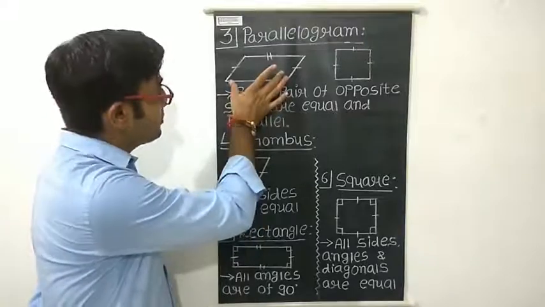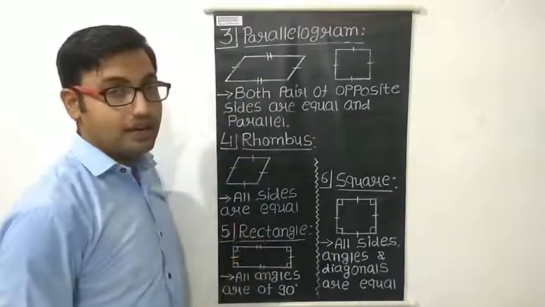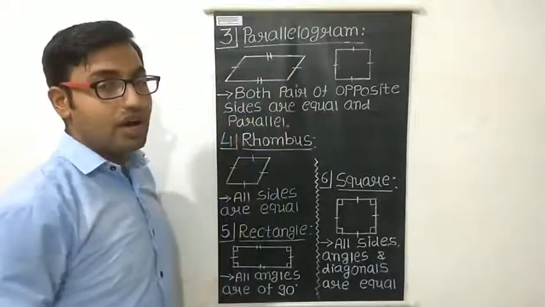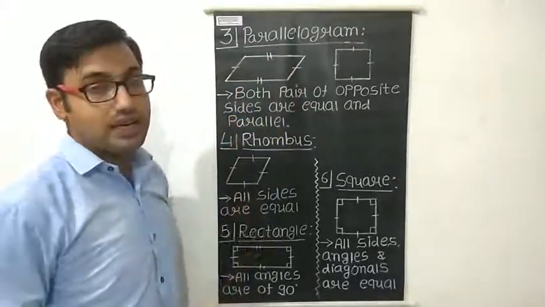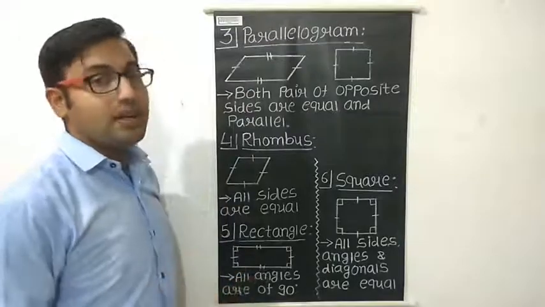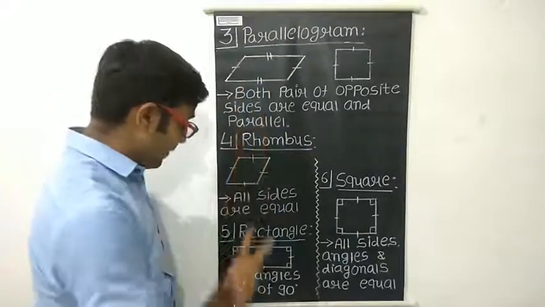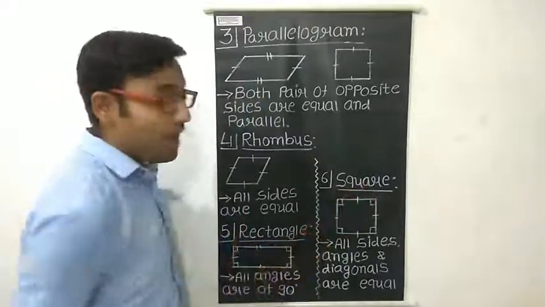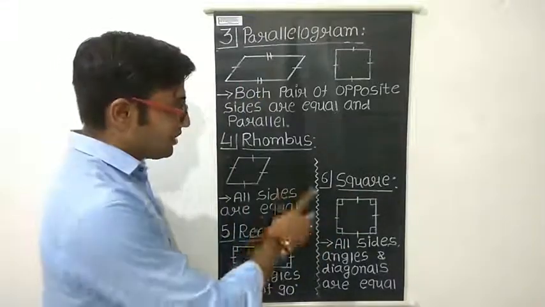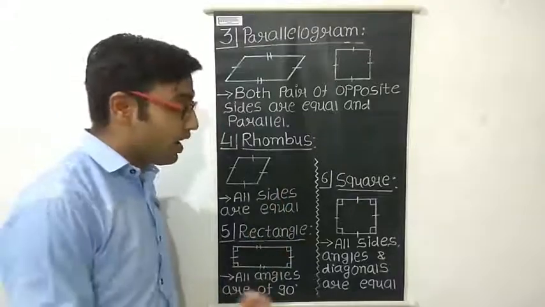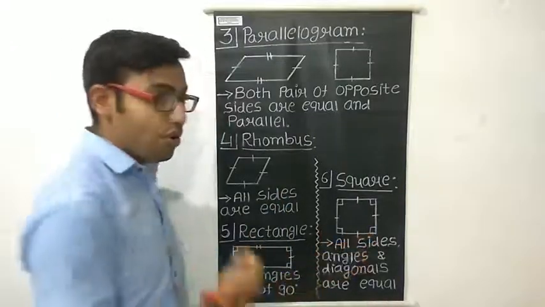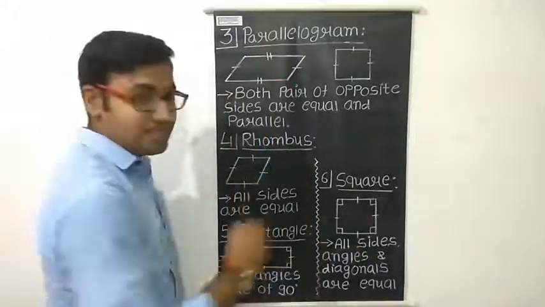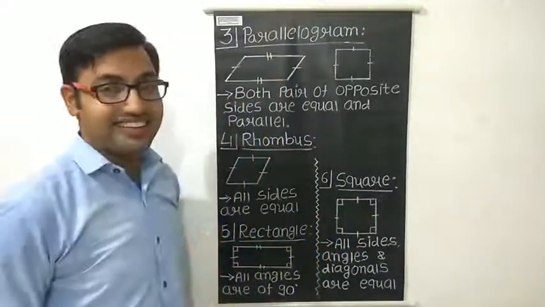So this is the difference between a parallelogram and a rectangle. Here you can see that the angles are not of 90 degrees. Here all the angles are of 90 degrees, right? So this is the difference between parallelogram and rectangle. Now square, right? The sixth shape is a square. What is a square? A square has all the properties of parallelogram, rhombus and rectangle, right?